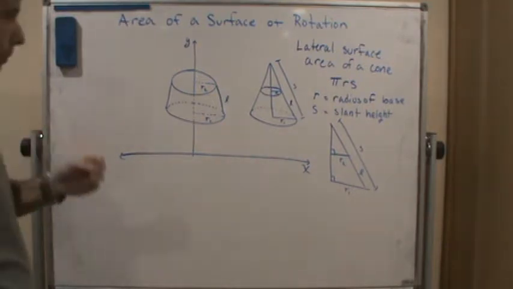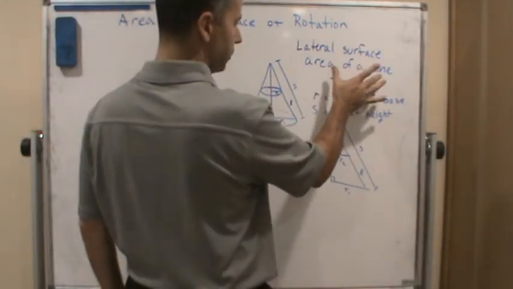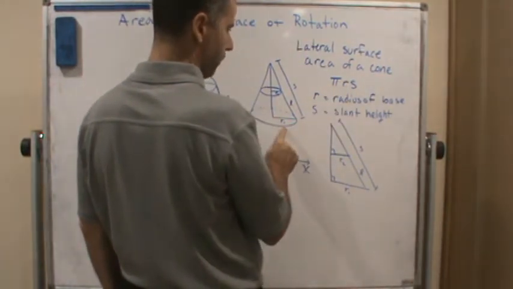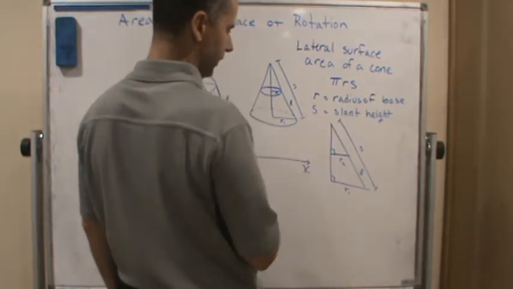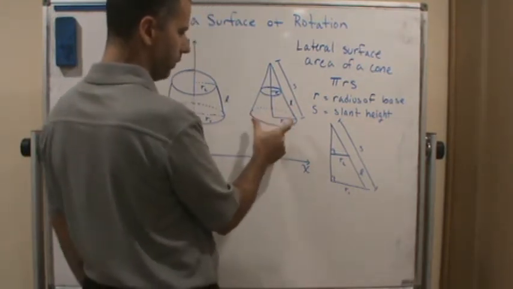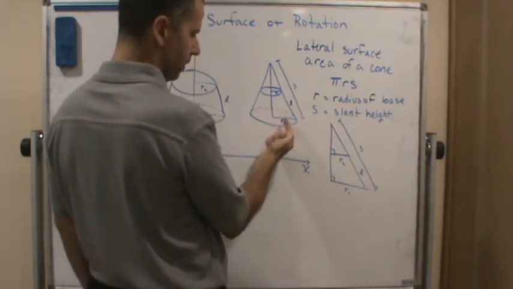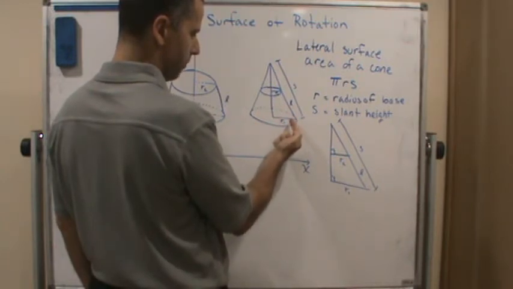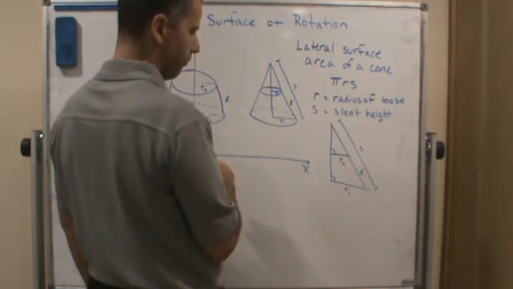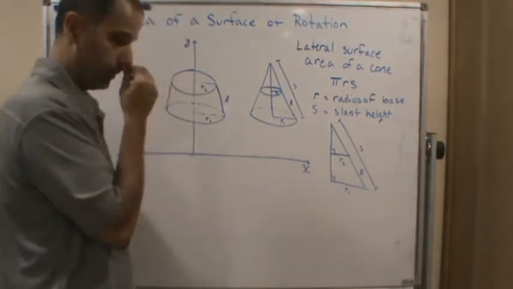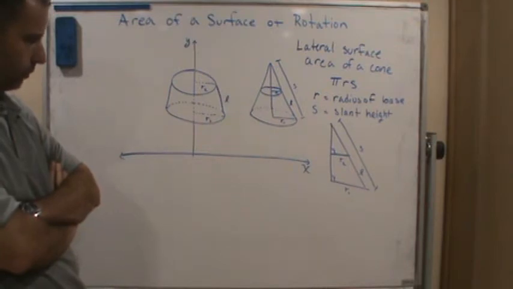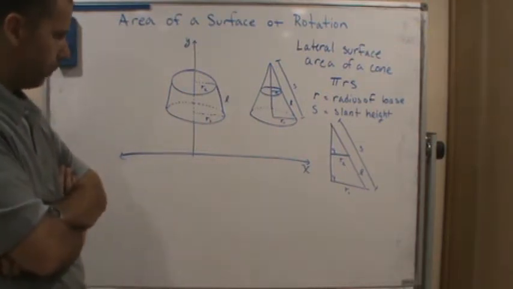We know the lateral surface area of a cone is pi r s, which is pi times the radius of the base times the slant height, which is s. So we can find the surface area of a cone by taking the radius of the base times the slant length of the cone and pi. But we don't have a full cone.